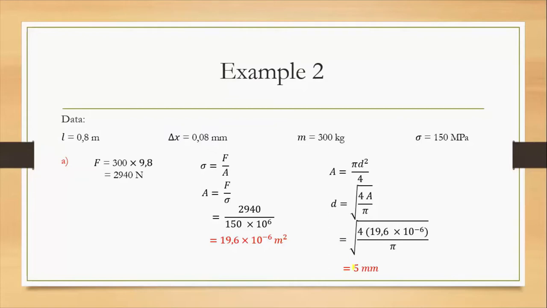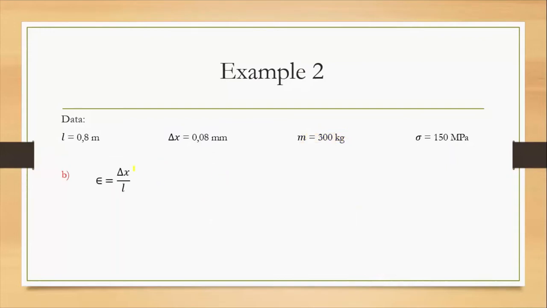All right, guys. So this is how we are going to determine the diameter: first finding the area, and then from the area, we calculate our diameter. But please, the mass must be changed into a force, like we did here. Force is equal to mg. Now, the next question says, find the strain. Strain is equal to change in length over the original length. So the change in length is 0.08 times 10 to the power minus 3, because it's millimeters.